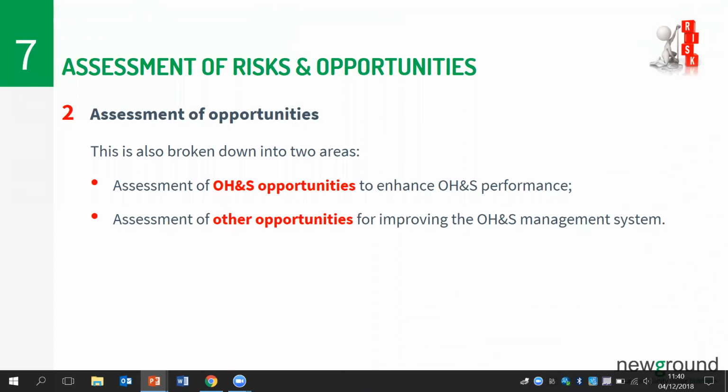You must then also consider and assess other opportunities for improving your safety management system. So this could be things like more visible top management support for safety, such as your top management leading by example, or highlighting safety performance in strategic business plans. Or it could be things like investment in training, or improved communication on safety matters, or enhancing your incident investigation process. These are all examples of the types of things that should be considered as other opportunities for improving your safety management system.